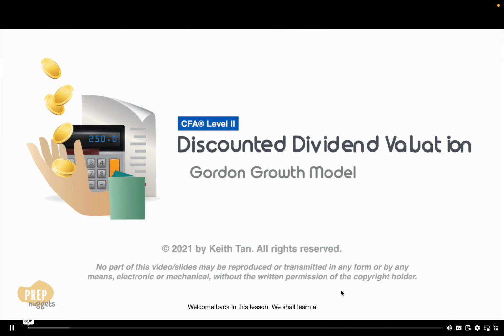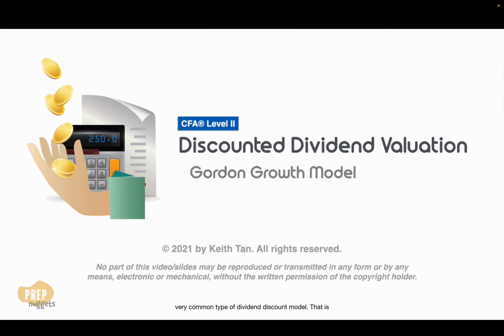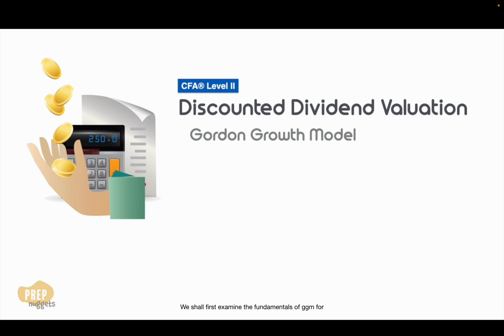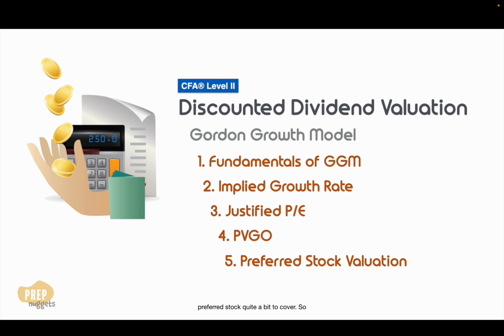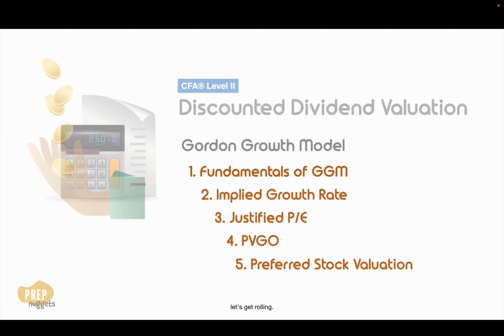Welcome back. In this lesson, we shall learn a very common type of dividend discount model, that is, the Gordon Growth Model. We shall first examine the fundamentals of GGM for equity value, followed by learning other applications of the model. This includes calculating the implied growth rate, the justified PE ratios, and the present value of the growth opportunities. Lastly, we'll learn the Gordon Growth Model approach to valuing preferred stock. Quite a bit to cover, so let's get rolling.